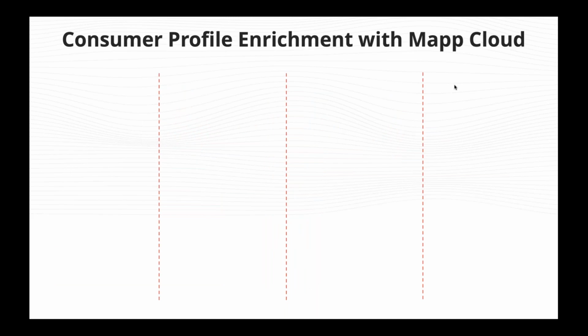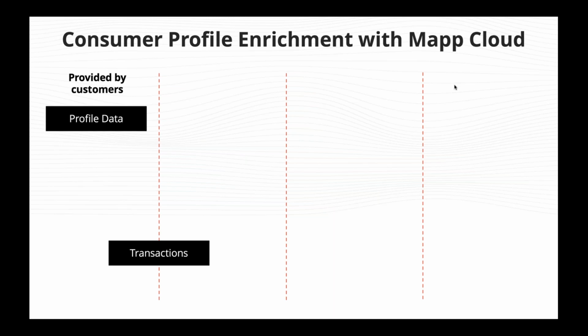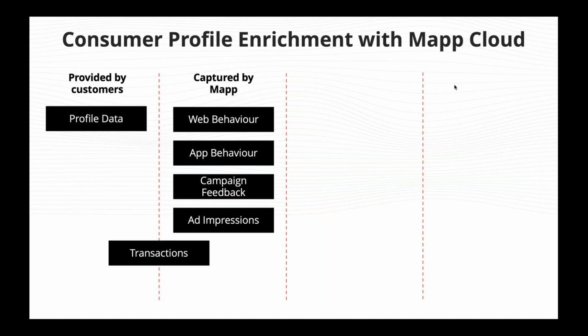If you think about the way Mapp Cloud can now enrich the customer profile above and beyond what you might be used to. In the past, you used to give us this customer profile data, maybe the mobile numbers and email addresses, and in some cases you would also provide us with the transactions. But what Mapp can do now is capture additional data. So we can capture the on-site behavior data in real time, not only looking at things like page interactions and page impressions, but literally any activity that a customer makes on site can be turned into an event that you can act upon in real time immediately.